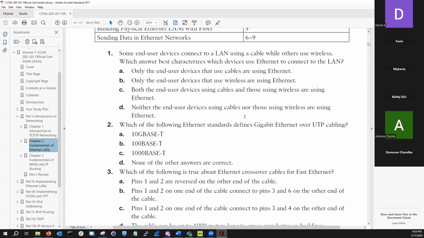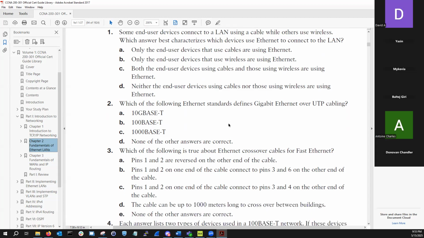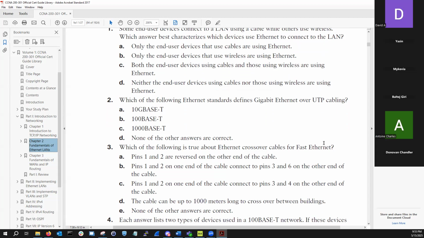It's going to be 1000BASE-T. Why? That's the one for 1 gig over UTP. Excellent. Okay. Question 3. Which of the following is true about Ethernet crossover cables for fast Ethernet?